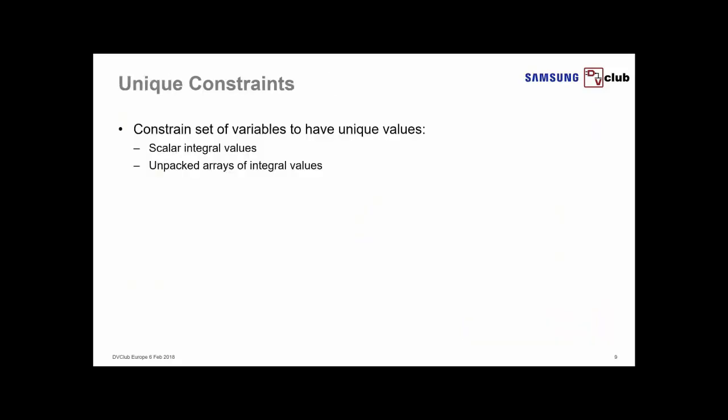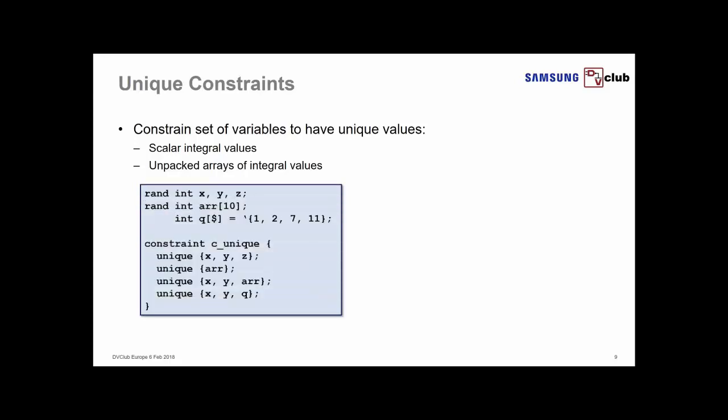Unique constraints are another interesting one. I haven't found too many uses for these, but what a unique constraint will do is constrain a set of variables to have unique values. And this can be a list of scalar integer variables. It can be an array of integer variables or any combination of those. So here's a simple example, just kind of illustrating some of the ways this can be used.